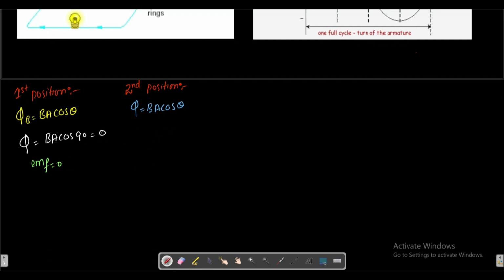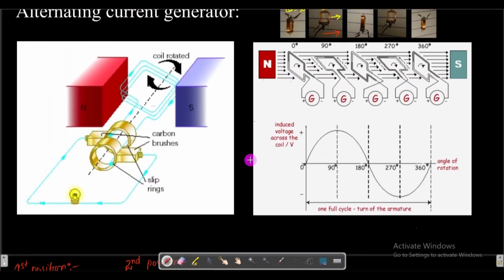So phi is equal to BA cos of 0, and cos of 0 is equal to 1. So this becomes BA. And here the flux is maximum. So therefore, the EMF will also be present. EMF will be present in this case. It will have some maximum value.